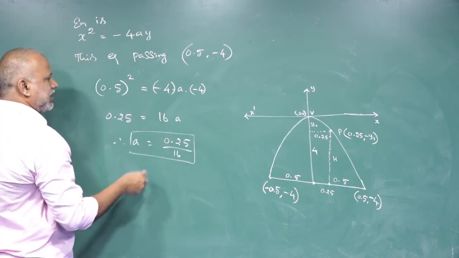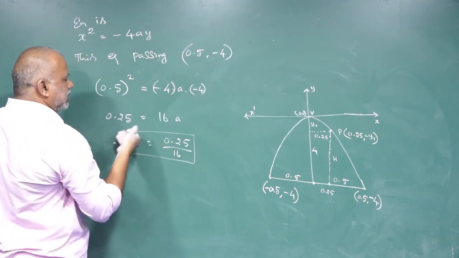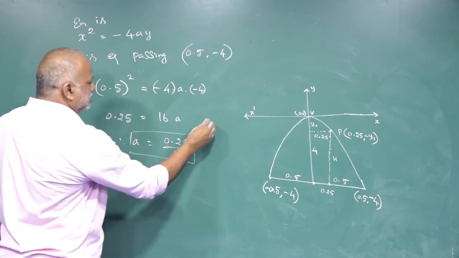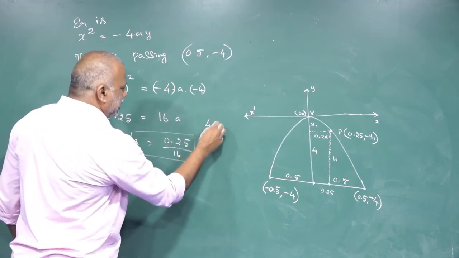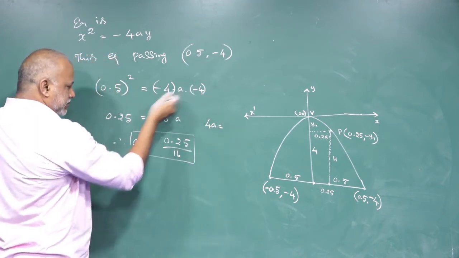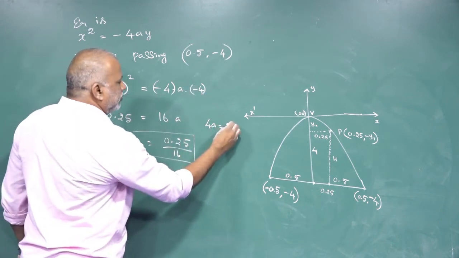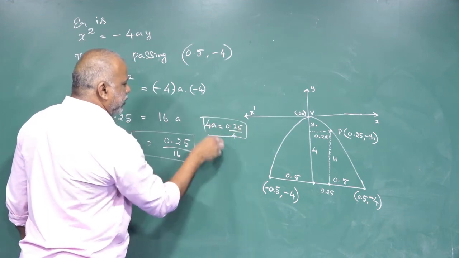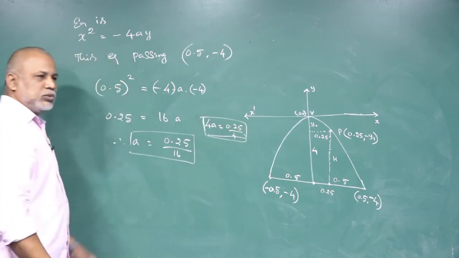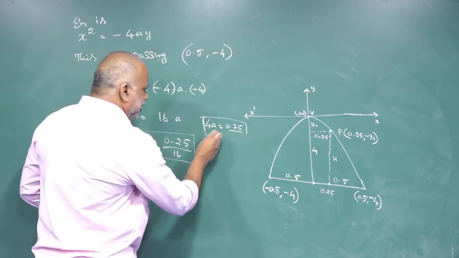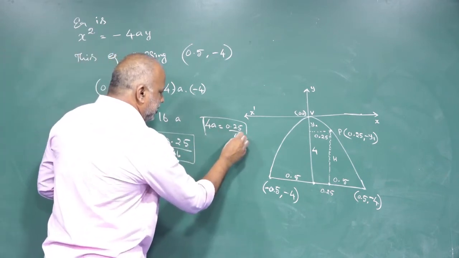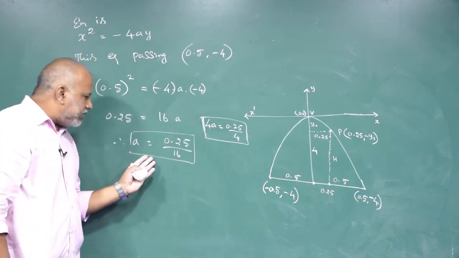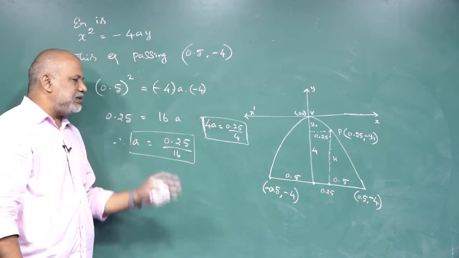Or you can write like this also. 4a equal to, you can keep this 4a here, then divided by, you may write like this also: 4a, then 0.25 divided by 4 also. We can use any one of these ideas. Both are the same only. You can write 4a equal to like this. I am keeping this 4a as it is. Or we can find a also, 0.25 by 16.